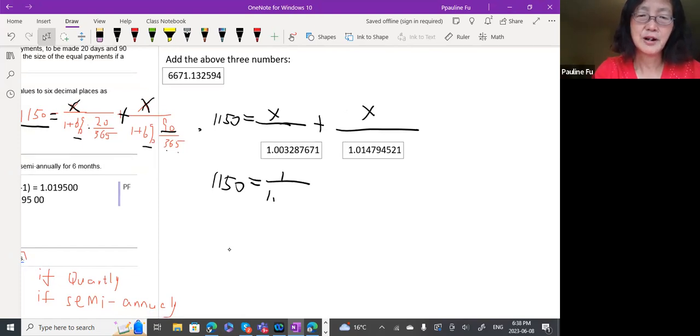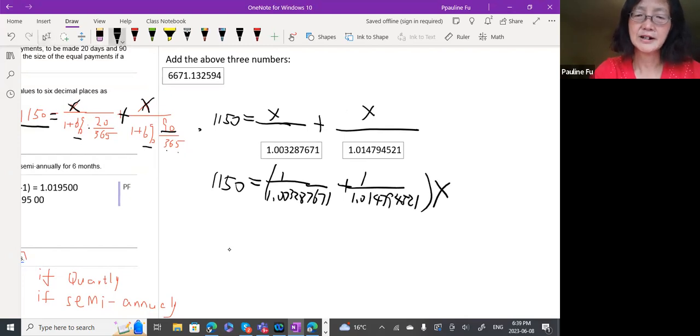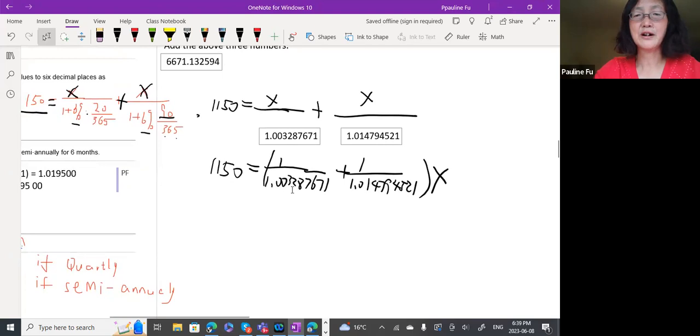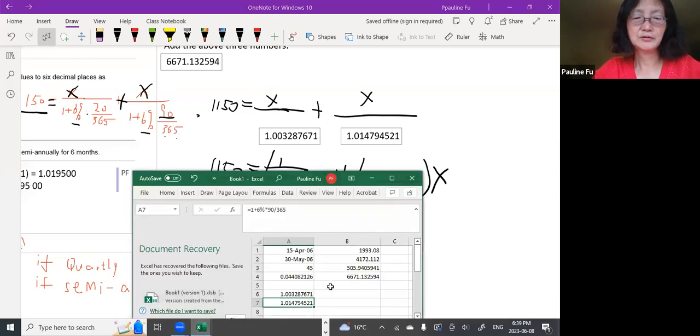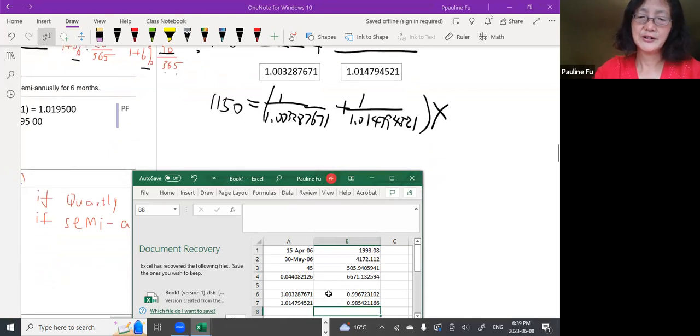It is actually 1 over 1.00328 plus 1 over 1.014794521. Collect like term. Okay, so here we need 1 over. Because we are using Excel, so now I will do 1 over this number, and then 1 over this number, and then add those numbers together. So equal sum of these two numbers.